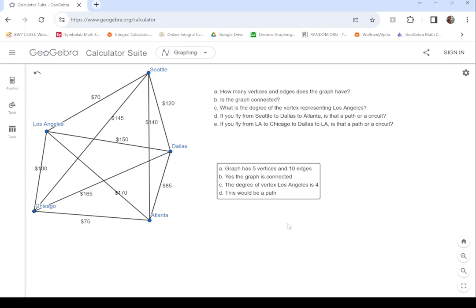And then finally, if you fly from LA to Chicago to Dallas to LA. So LA, Chicago, Dallas, back to LA. Notice we took our little path here, but we ended at the originating vertex. So that would be a circuit.